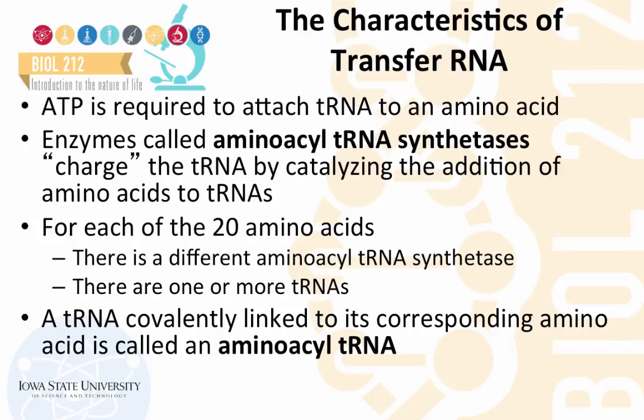The process of attaching an amino acid to tRNA requires the use of ATP. This reaction is catalyzed by enzymes called amino-acyl tRNA synthetases that charge the tRNA by catalyzing the addition of amino acids to tRNA molecules. There's a different amino-acyl tRNA synthetase for each of the 20 amino acids. There are also one or more tRNAs that associate with each of the 20 amino acids. A tRNA molecule covalently linked to its corresponding amino acid is called an amino-acyl tRNA.